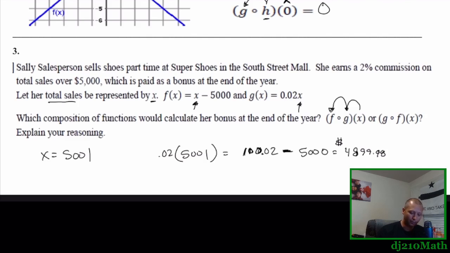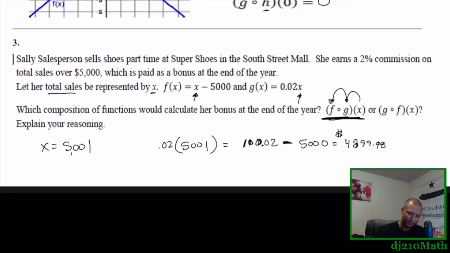So we're applying this idea of a composition of functions into an actual practical problem. And the first thing that we're looking at is f of g of x. So if the total sales is 5,001, when you plug it into the composition, appropriately, we get $4,899.98. And honestly, it doesn't make sense, because that's supposed to be the money that she's getting, right? She's supposed to get a bonus. That doesn't even sound right.